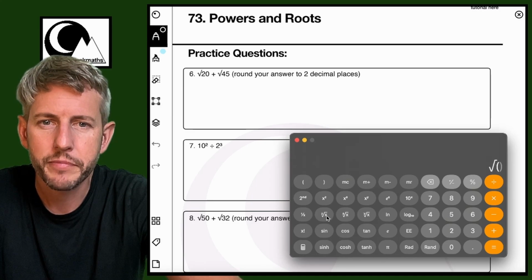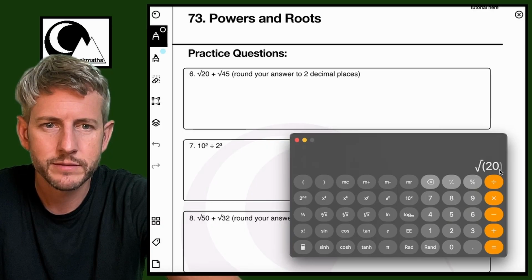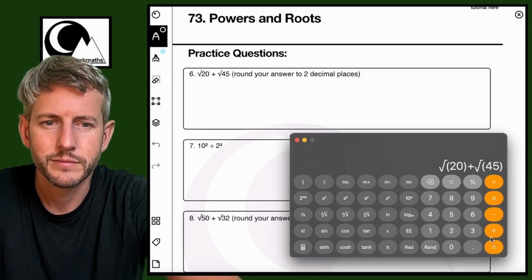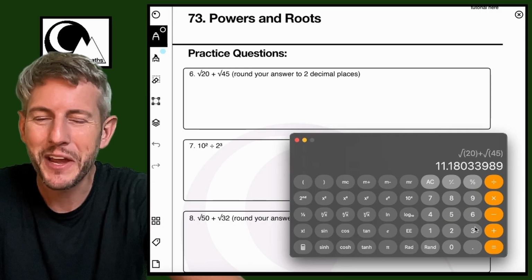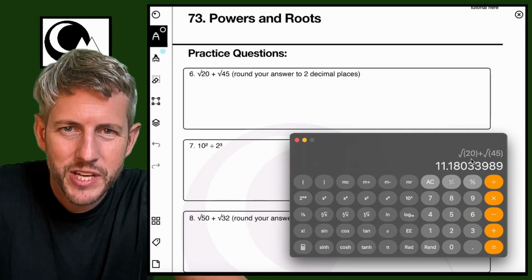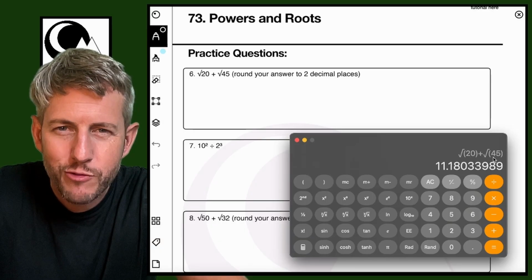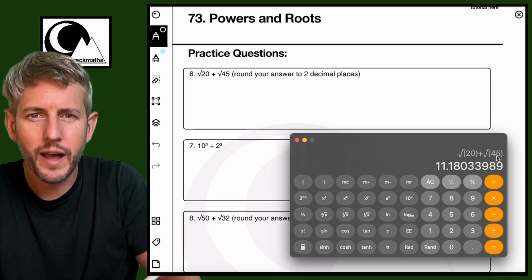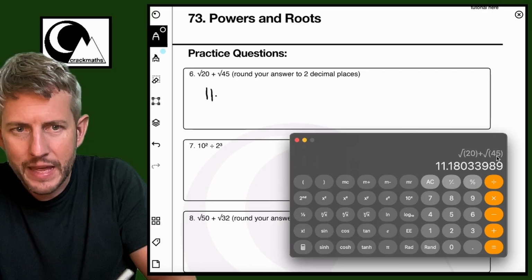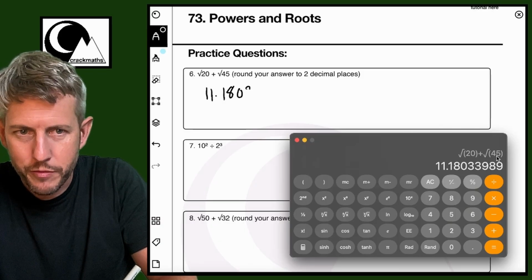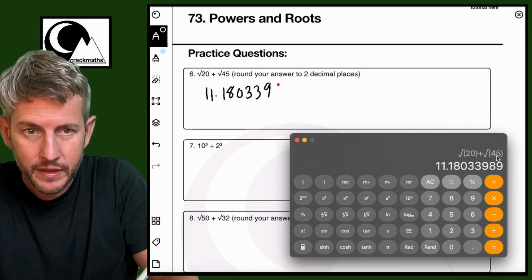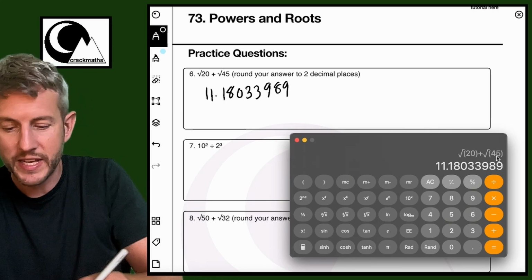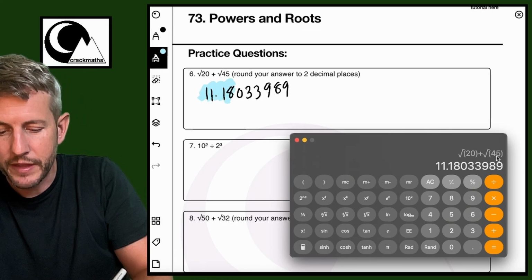So here we go. Square root of 20 plus the square root of 45. Okay, here we go. So here is our answer. Just double check that we've written that right. Root 20 plus root 45. Yeah, so our answer is going to be 11.180333989. But then we want it to 2 decimal places. So that means we're looking at this.